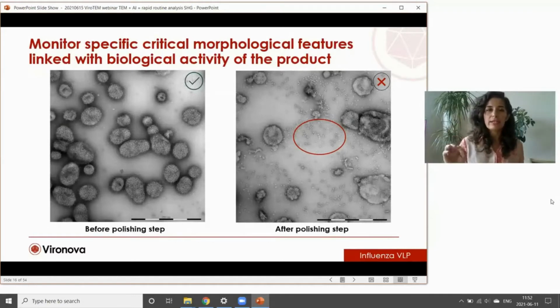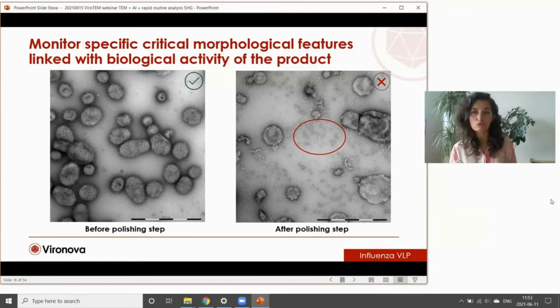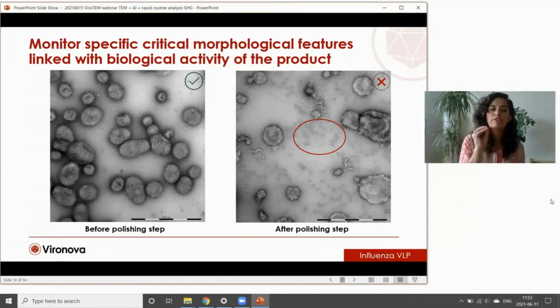You can also look at specific critical morphological features that are linked with biological activity of the product. Here is where high magnification and a really good electron microscope is very, very useful to pick out those fine details. We have in this image influenza VLP. The biological activity is the spikes, the HA spikes. And you can see to the left that before polishing steps, the particles are decorated very nicely with these spikes.